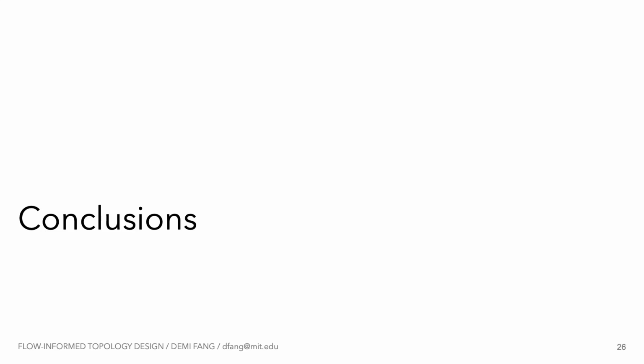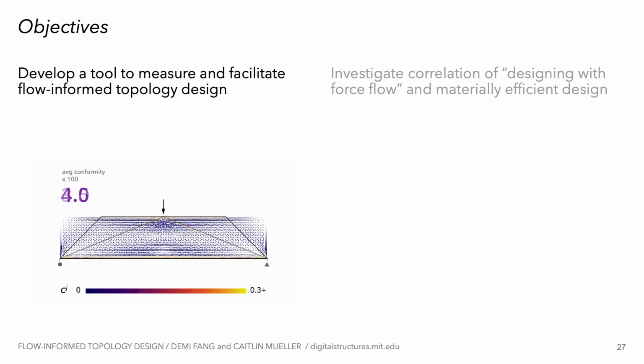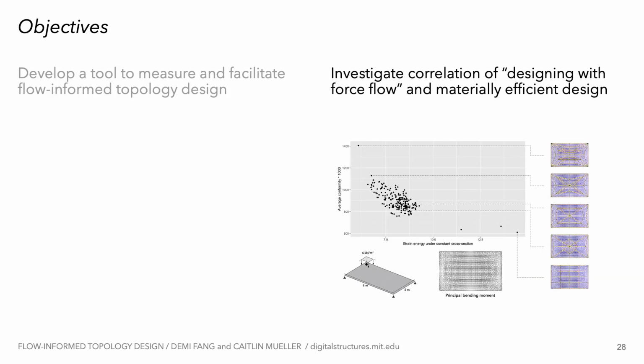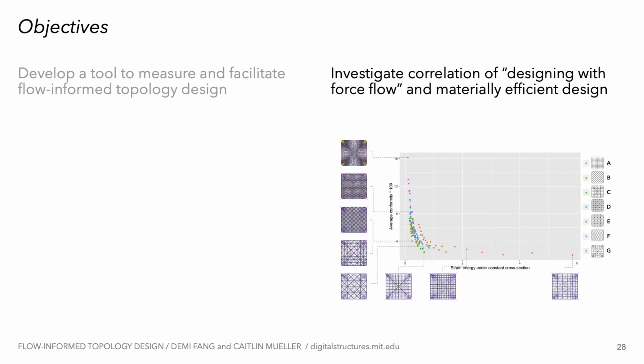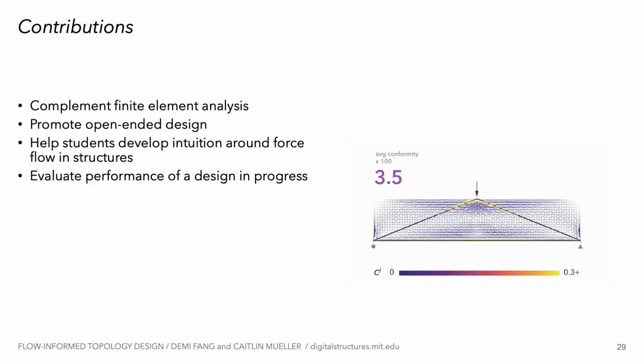We finish with some closing remarks on the findings and contributions of this project. Our first objective was to develop a tool to measure and facilitate flow-informed topology design, which we achieved by developing a heuristic to quantify how well a topology conforms with an underlying vector field. We also used design examples to understand how effective the conformity score would be in guiding students towards structurally efficient designs. The areas of potential impact mentioned earlier were largely achieved, with new insights on the limitations of designing with a conformity heuristic.